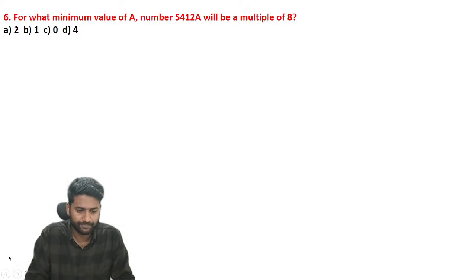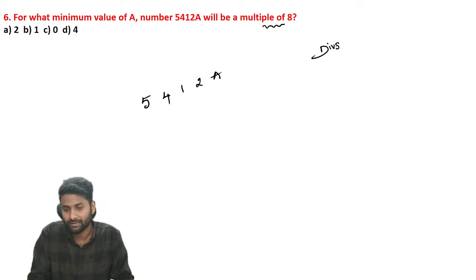Next. See, here the number is given as 5, 4, 1, 2, A. Now we need to identify which number we should replace with A. That number is exactly a multiple of 8. So we should know the divisibility by 8 property.